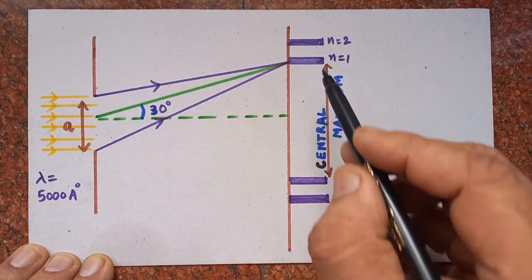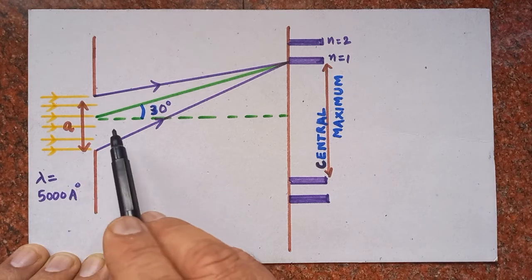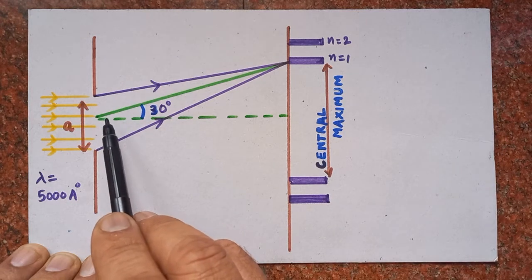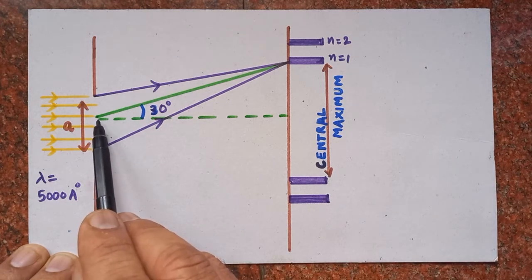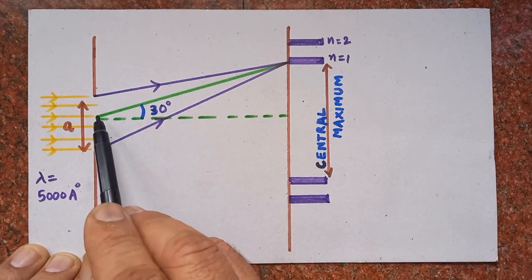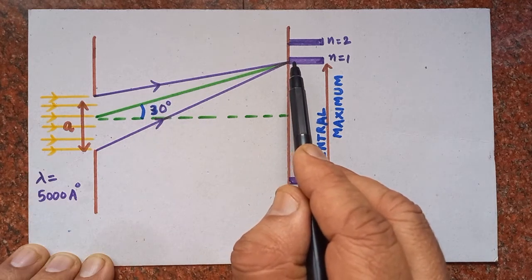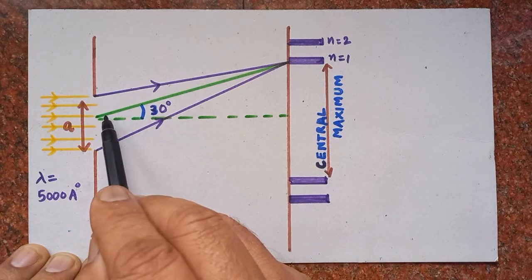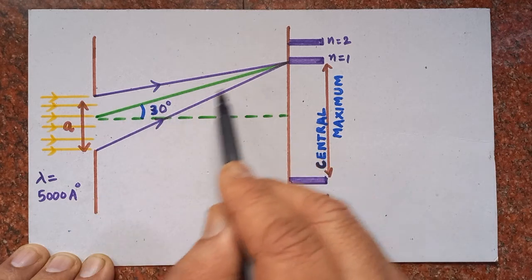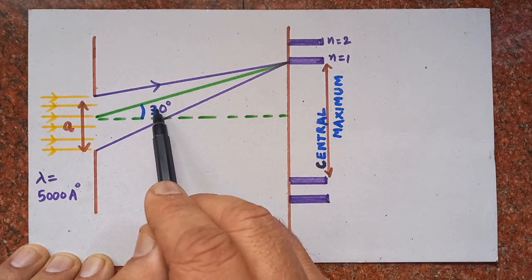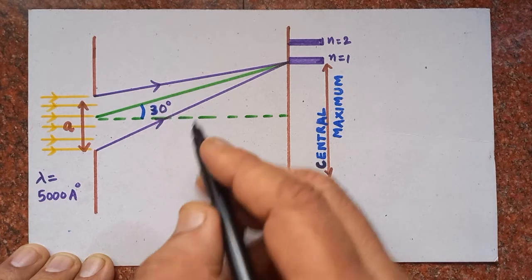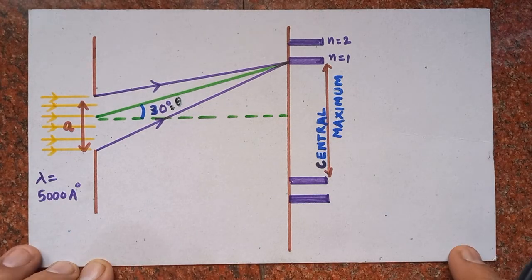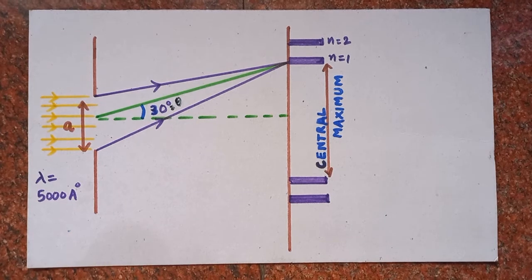Are you clear? Now you are asked to find the value of a, and the angular spread is given. For the angular spread, from the midpoint of the slit you draw a straight line, and then extend a line up to the first minimum. The angle measured between this reference line and the diffracted ray line is called the angular spread, otherwise called theta. So you know all the factors one by one.